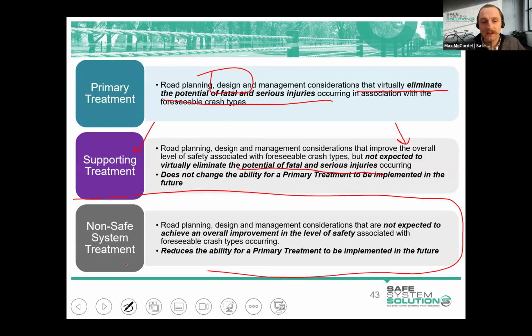Non-safe system, the reason that I've sent this to the BIM and not focused on this one is because you wouldn't be recommending anything that is not safe system. It is basically design considerations that are not expected to achieve an overall improvement. So you wouldn't be recommending, hey, you know what we should do? We should make things more dangerous at this intersection and increase the speed. You wouldn't do that within a safe system assessment report. So that thinking is a bit redundant.